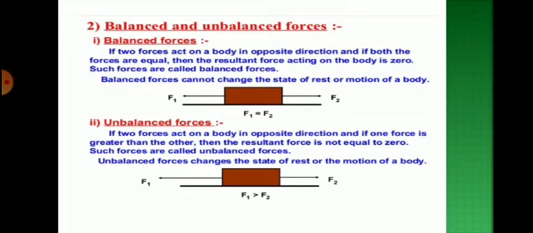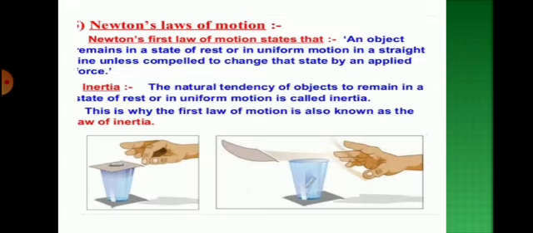These forces are balanced. Unbalanced forces: if two forces act on a body in opposite direction and if one force is greater than the other, then the resultant force is not equal to 0. If F1 is equal to 40 Newton, F2 is equal to 30 Newton, it means F1 is greater than F2. So these forces are unbalanced forces.